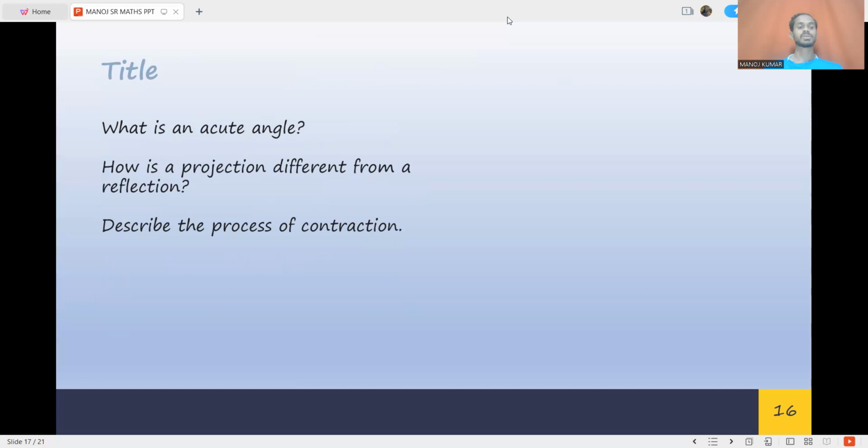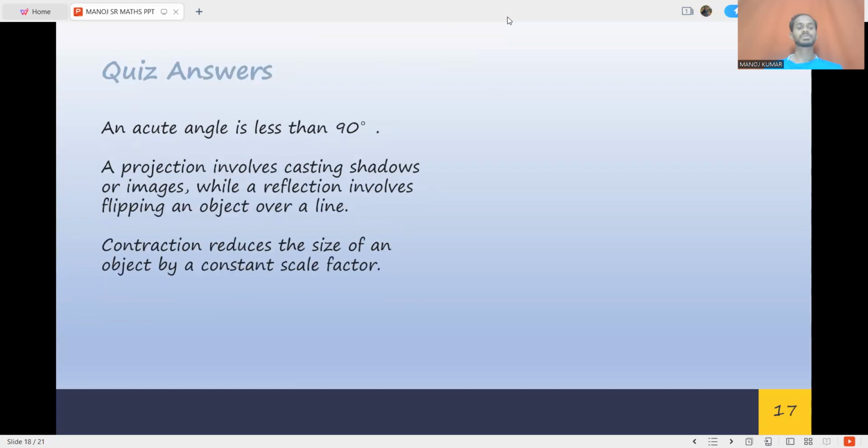Quiz. What is an acute angle? How is projection different from reflection? Describe the process of contraction.